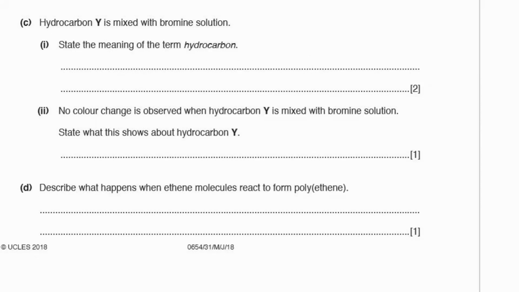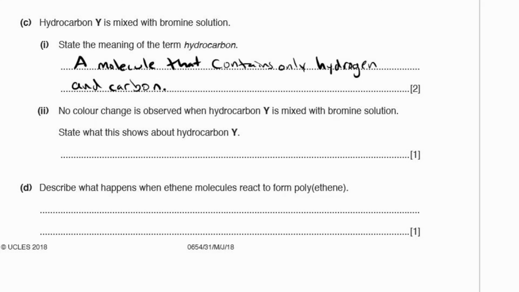Part C. Hydrocarbon Y is mixed with bromine solution. State the meaning of the term hydrocarbon. A hydrocarbon is a molecule that contains only carbon and hydrogen. Okay, so a molecule that contains only hydrogen and carbon.